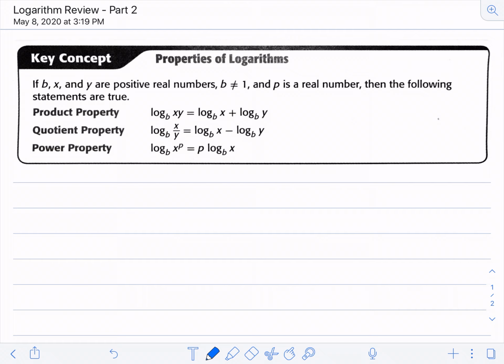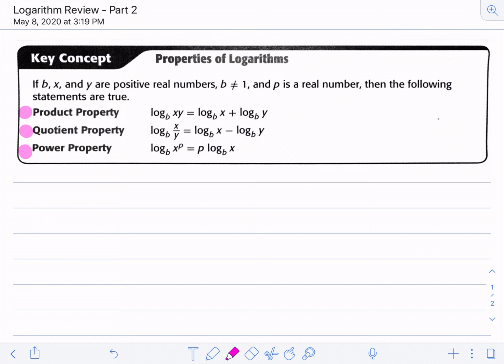Today we're going to focus on part 2 of our logarithm review. Last time with logarithms we talked about going from logarithms to exponents and vice versa, and then also looked at some logarithmic graphs. Today we're going to look at some of the properties of logarithmic expressions, and specifically we're going to look at the product property, the quotient property, and our power property. So let me go over these and give you some quick examples of each one.